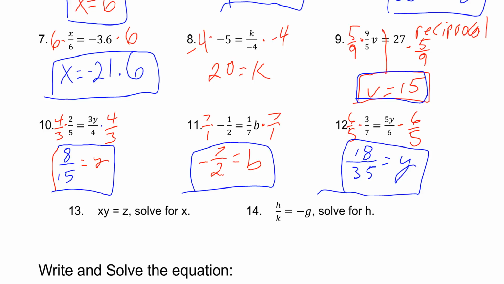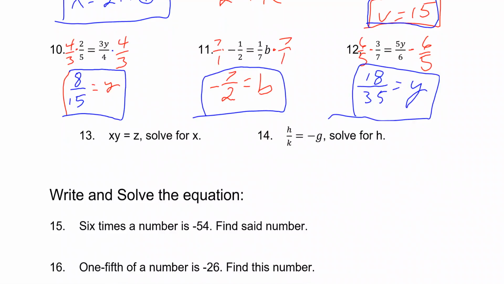Now, we're going to solve 13 and 14 the exact same way that we've been doing stuff. Only thing is, we're just using straight variables. And that's okay. We can do that. So, we're going to solve for x on this first one. In order to solve for x, we divide both sides by y. And that's going to be x equals z over y.